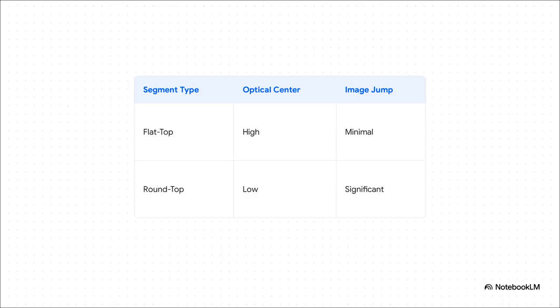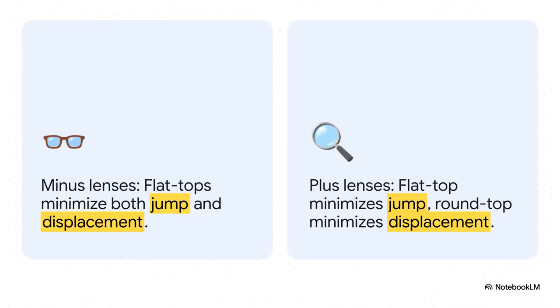is induced. On the flip side, round top segments have a low optical center. When the eye drops in, H is large, abruptly inducing significant prism and causing a very jarring image jump. Now, here is a classic OKAP scenario. You have to distinguish between minus and plus primary lenses. For your myopic patients with minus lenses, flat tops are an incredibly easy choice. They minimize both image jump and overall image displacement. It's a win-win.